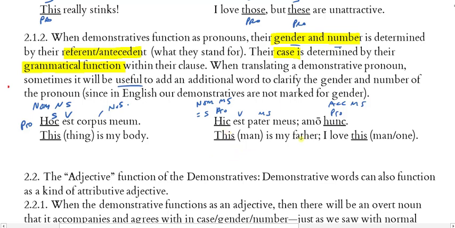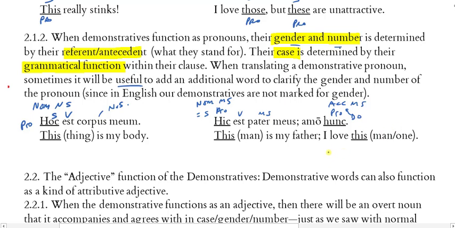So this is my father. Now, I could say this is my father, and that sounds perfectly good because I would likely say it in a situation where I can wave at my father or point at my father when I say that. But look at the second sentence. Amo hunc. I love this. This is the direct object, and that determines its accusative case function, right? It's still masculine singular because I'm still referring to the father here. That determines its gender and number.